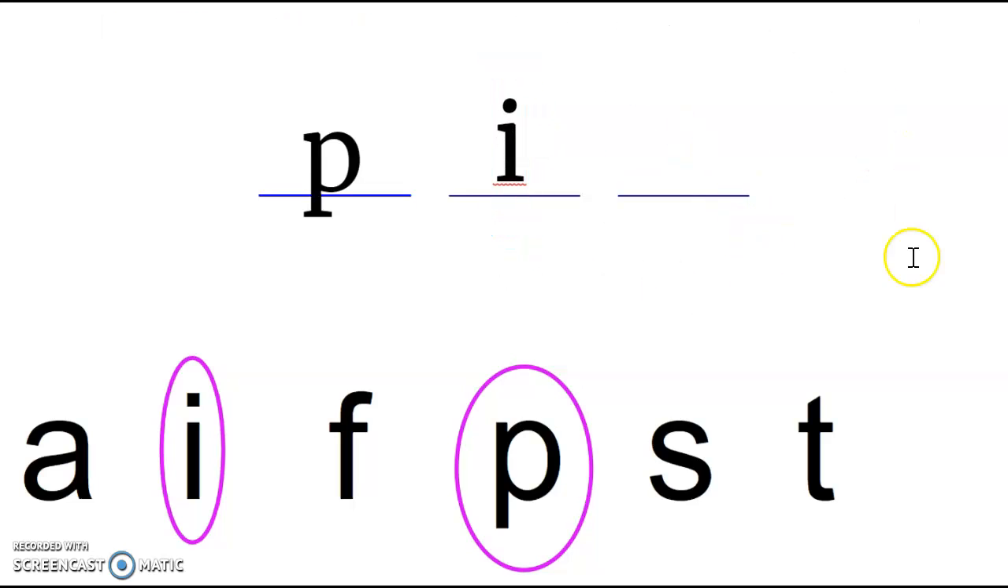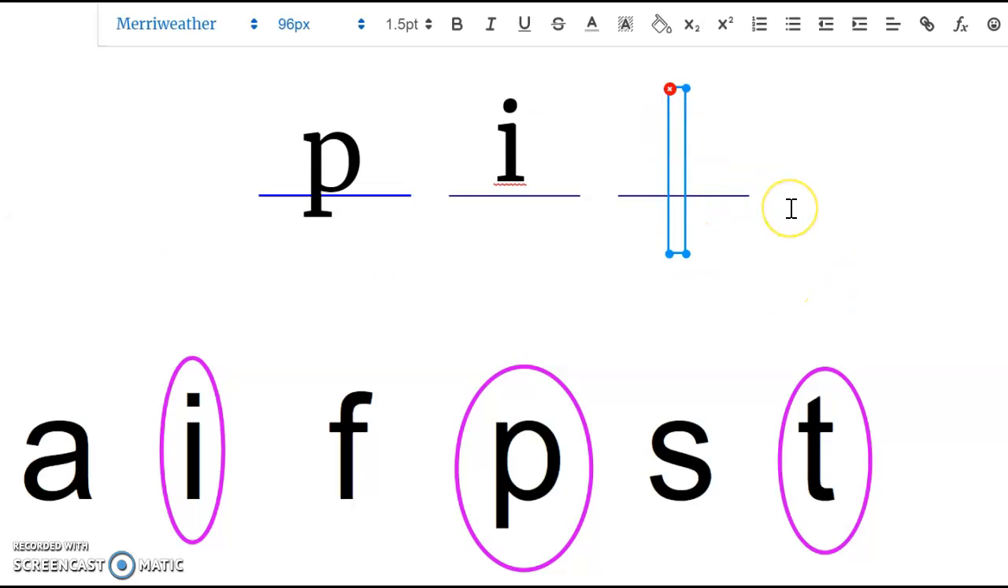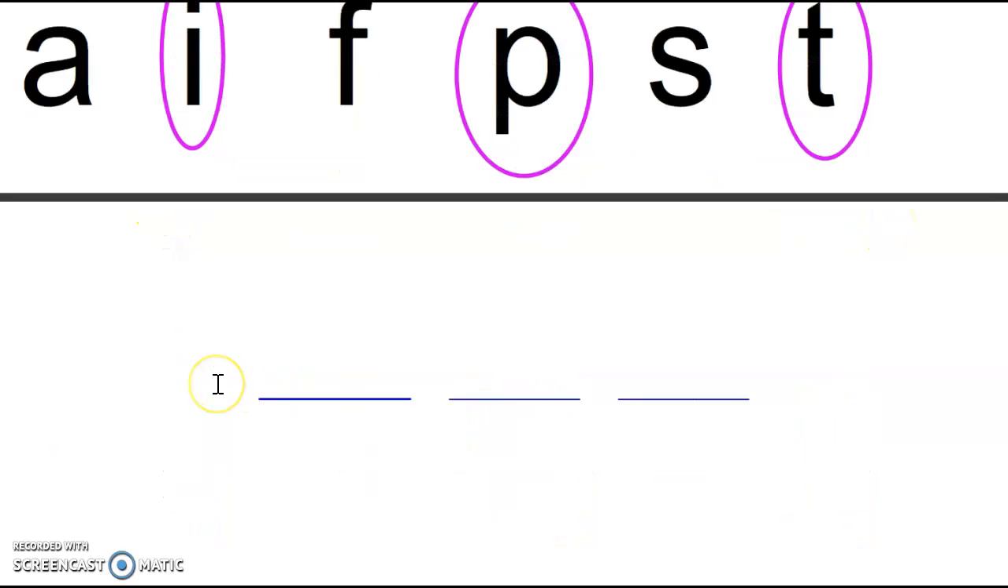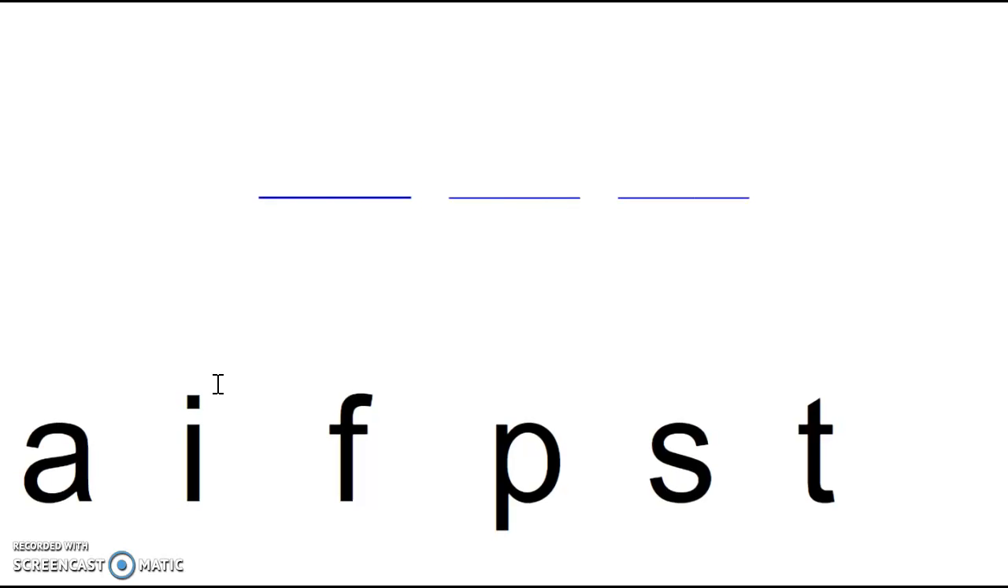Letter I is the second letter of our word. The last letter, the third letter of our word, makes the T sound. Which letter below makes the T sound? If you picked letter T, great job. You are correct. Letter T is our last letter of our word. P-I-T spells pit. Pit. Fantastic. We have one more word.